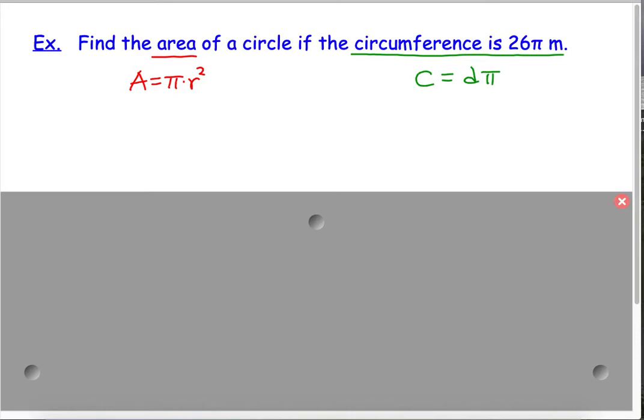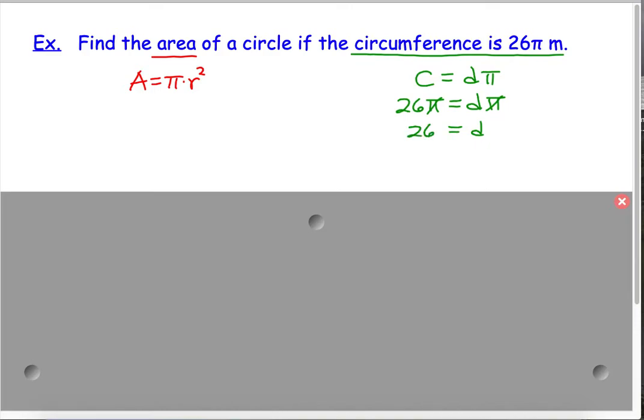Okay, so to find the area, I need the radius. I have to use the information they gave me to figure out the radius. So let's look at the circumference. They're telling us it's 26 pi, and I know that equals diameter times pi. Well, if I divide both sides by pi, I know the diameter has to be 26.